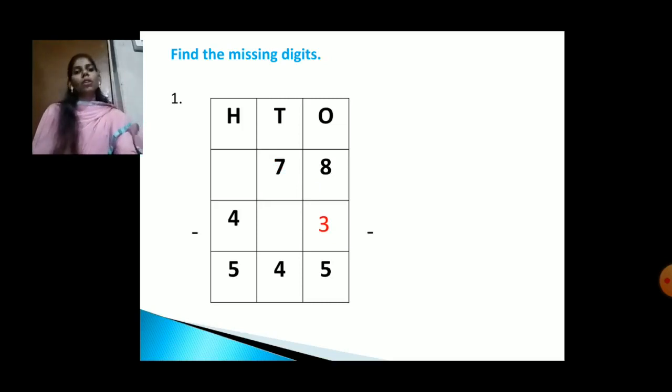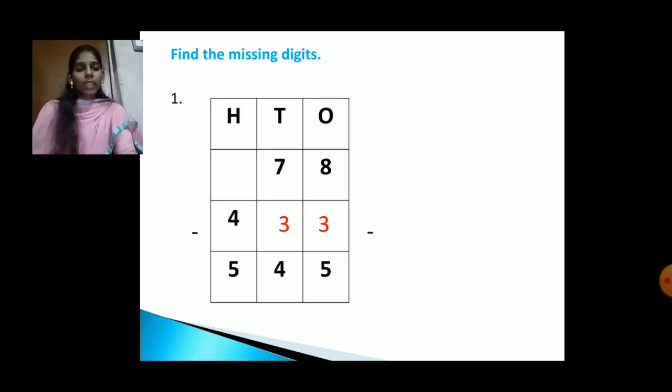Now again, 7 is given, that is the bigger number. 4 is given, that is the difference. And you have to find out the smaller number. Now tell me, what will you do? You will subtract 7 minus 4. Now 7 minus 4 is 3. So we will write 3.